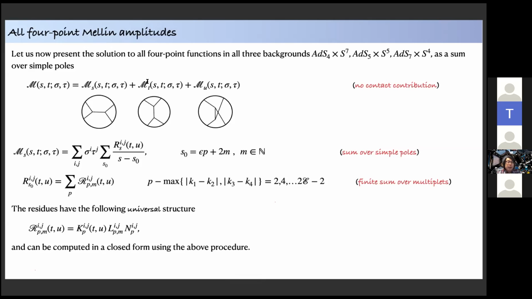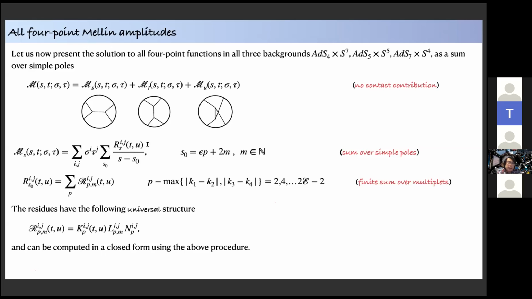So let me now finally present the solution for all these three backgrounds. I'm going to present the solution as a sum over simple poles. So as I already said, it's the sum of S channel plus T channel plus U channel, and each channel has the form of a sum over simple poles.